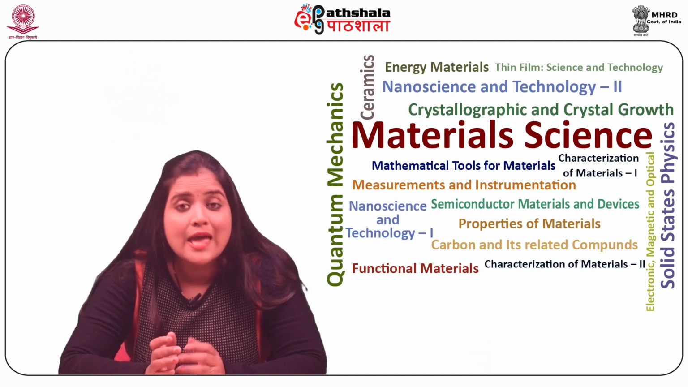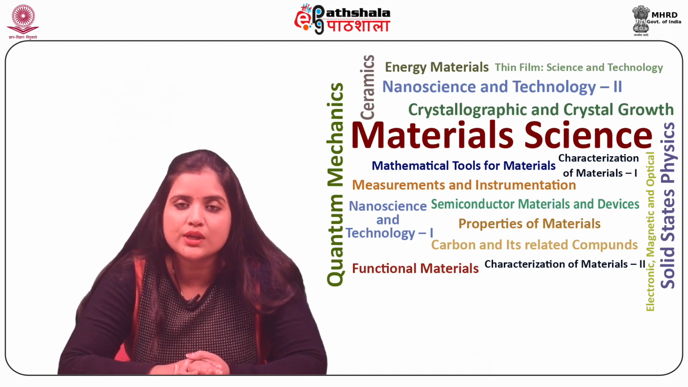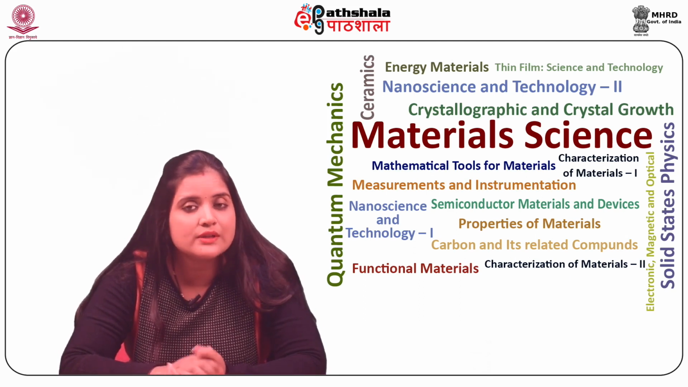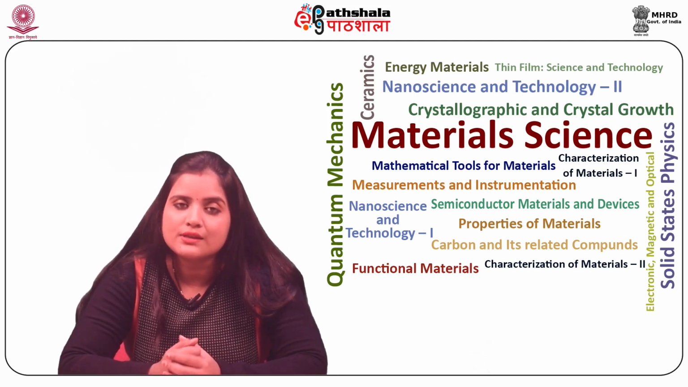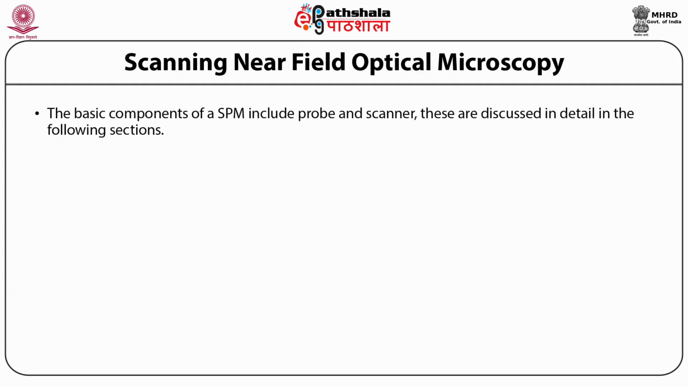Surfaces of solids can be mapped, showing the structure of crystalline surfaces, distribution of point defects, and structural defects like steps, etc. Let us discuss the basic components of a scanning probe microscope. The basic components of a scanning probe microscope include a probe and a scanner. These are discussed in detail in the following sections. The first one is the probe.